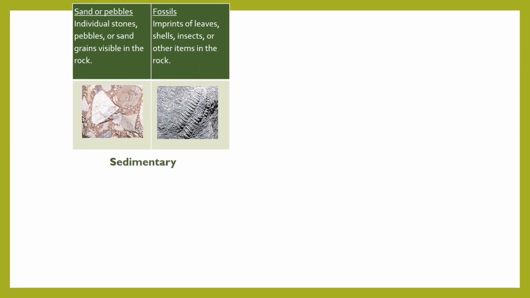Here you have some features or characteristics that you can use to tell if these are sedimentary rocks or not. If you find individual stones, pebbles, or sand grains, as you see in this figure, or you can find fossils, for example, imprints of leaves, shells, insects, this will give you a primary indication that these are sedimentary rocks.